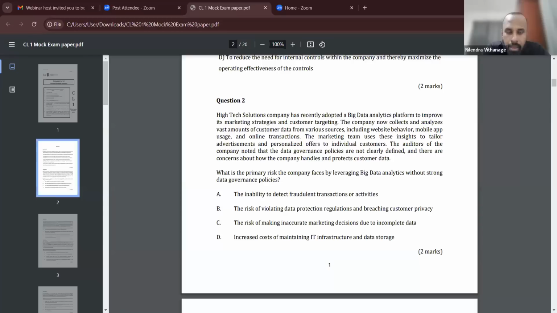See, A, the inability to detect fraudulent transactions or activities. B, the risk of violating data protection regulation and breaching customer privacy. If hacked, this will happen. C, the risk of making inaccurate marketing decisions due to incomplete data. D, increased cost of maintaining IT infrastructure and data storage. Students, without proper controls on data, if you analyze data, what sort of risks are you running into? A or B or C or D? Can I have a response?